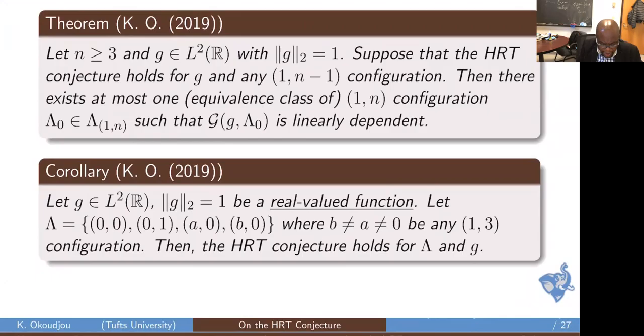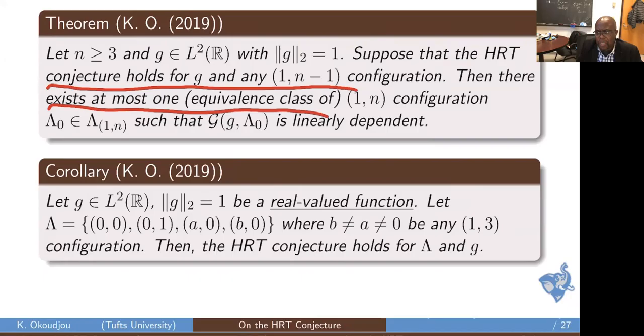And suppose that I know for some reason that the HRT conjecture is true for all one n minus one configuration. So for this function g, no matter what one n minus one configuration you give me, suppose that I know that the HRT conjecture is true. Then what I can prove is that there exists at most one equivalence class of one n configuration. Let's call that gamma zero, so that the HRT conjecture might fail for that configuration.